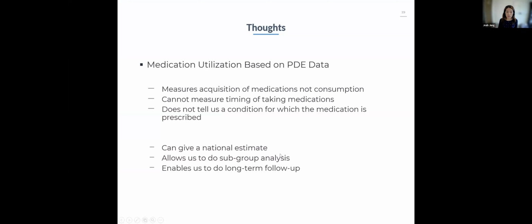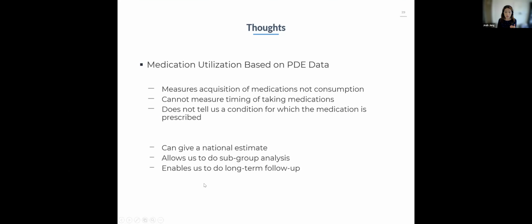National estimates means that we have a really, really large sample that allows us to do subgroup analysis. And you can say, oh, what happens in the Asian group? Oh, what happens in the Black beneficiaries? Oh, what happens in the American Indian natives, etc. So those are really the strengths of using Medicare claims data in general, and also PDE data.